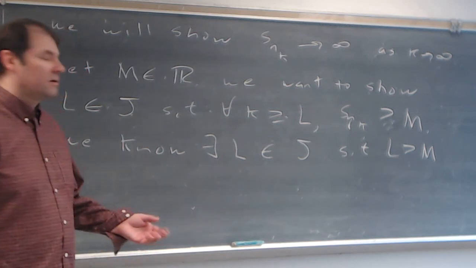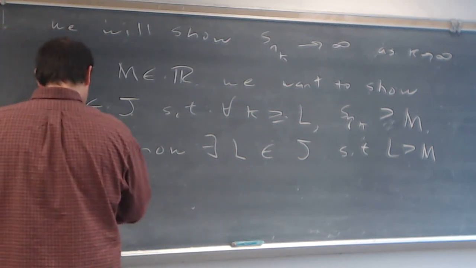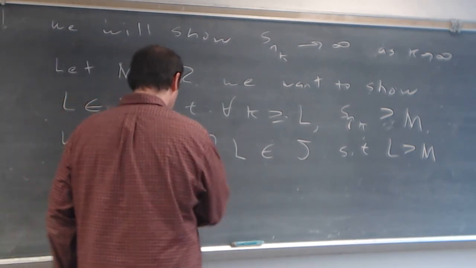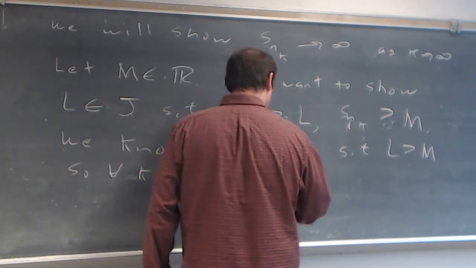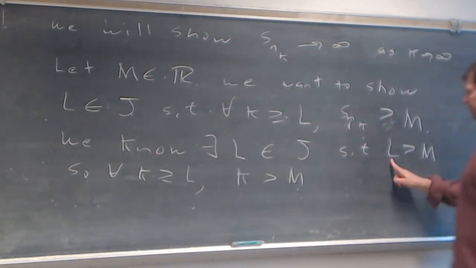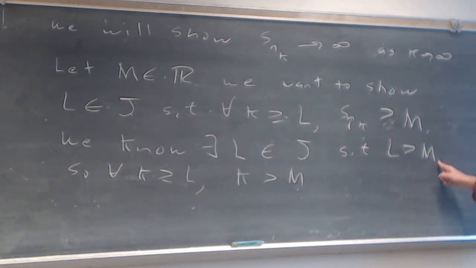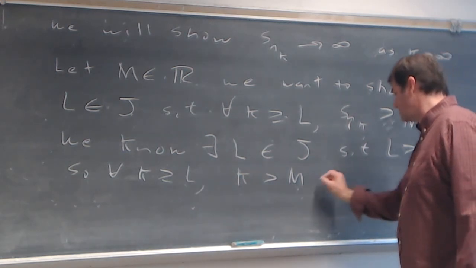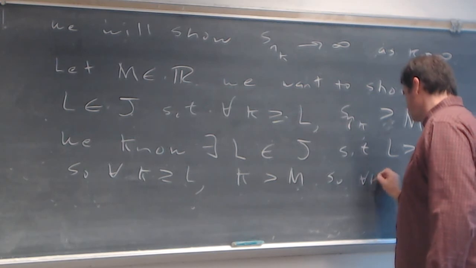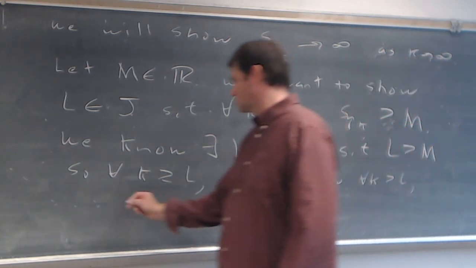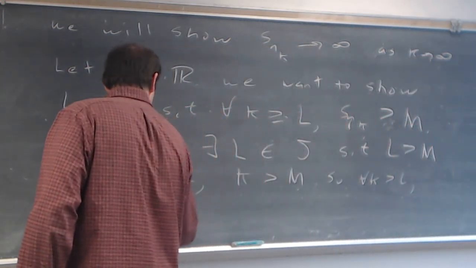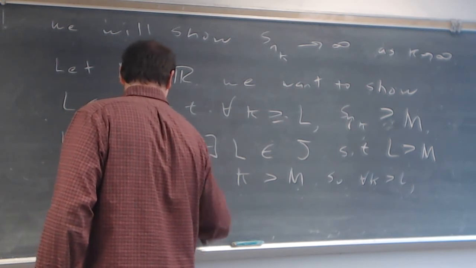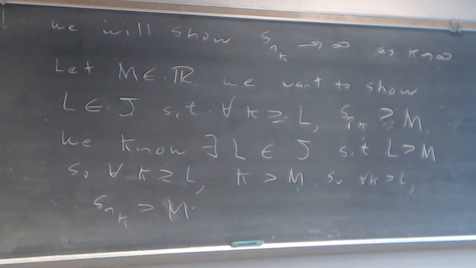So, well, wait a minute. For all k bigger than or equal to L, k is going to be bigger than m, because k is bigger than or equal to L, which is bigger than m. Is that okay? Yes. That's right. I'll just say it's bigger than m. I hope that's clear. It's bigger than k, so it's bigger than m.